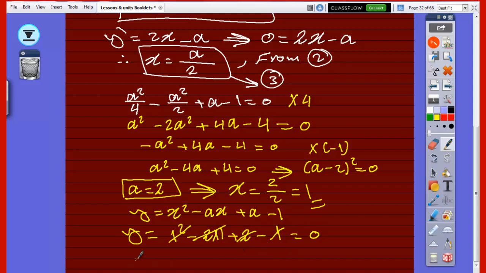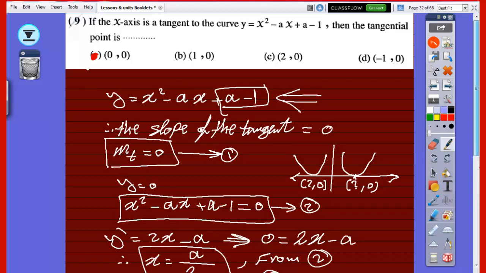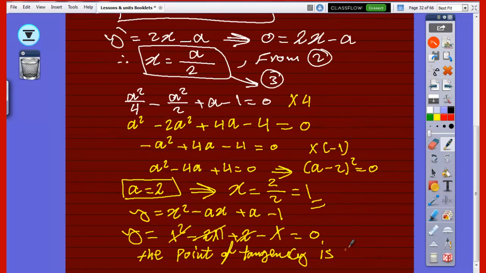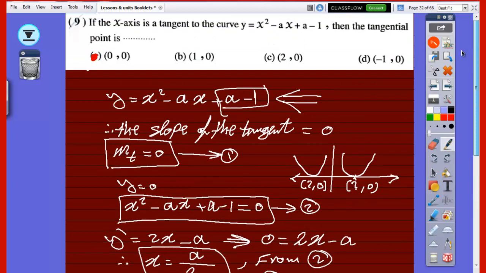So the required point has coordinates x equals 1 and y equals 0. We said that the point of tangency is (1, 0), x coordinate equals 1 and y coordinate equals 0, and we will choose letter B.